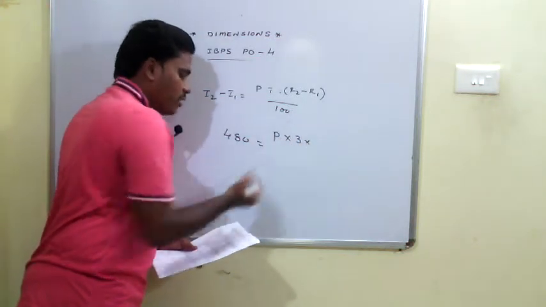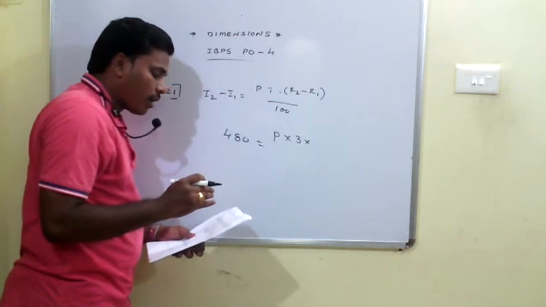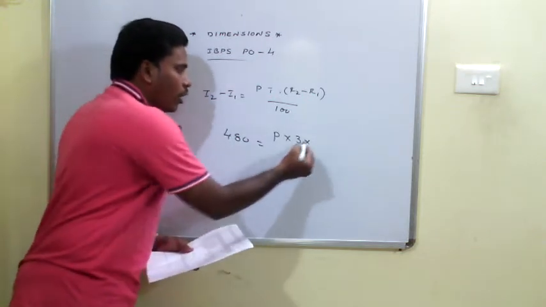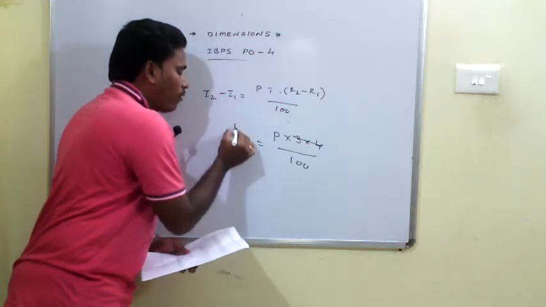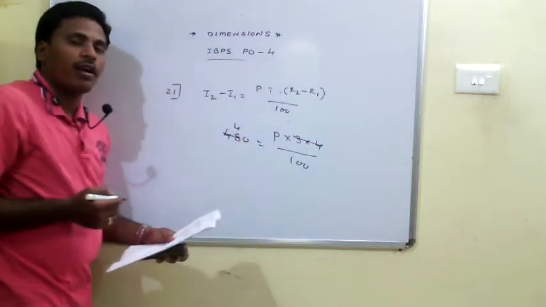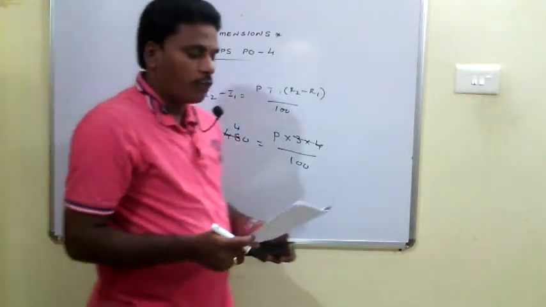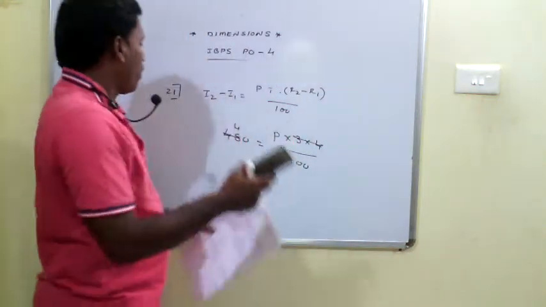Time period is mentioned as 3 years and the rate of interest is increased by 4%. So the difference is 4 divided by 100. 3 fours are 12, 12 fours are 48, 480 into 100 gives 4000, and the principal amount is 4000. There ends the problem. Okay.